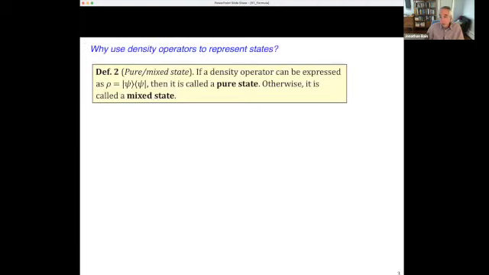Why use density operators to represent states as opposed to vectors? We're commonly told that if we use a density operator, then we can make this distinction between a pure state and a mixed state, where a pure state is a density operator that can be expressed as a single projection operator onto a single vector state. If a density operator cannot be expressed in this way, then it's called a mixed state.